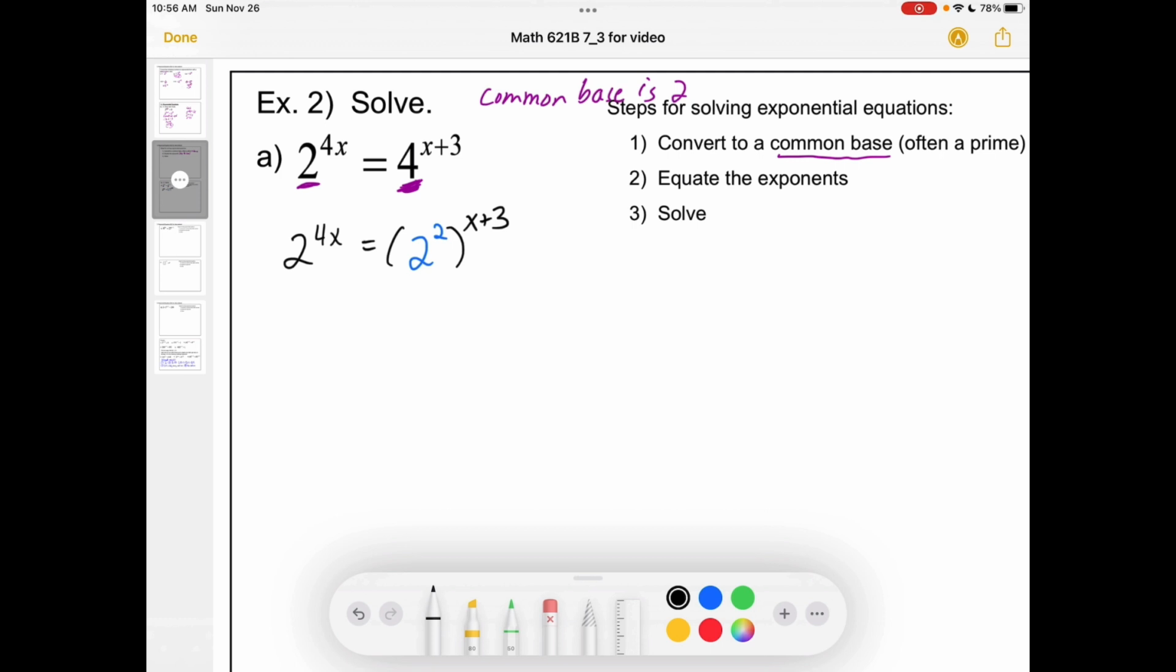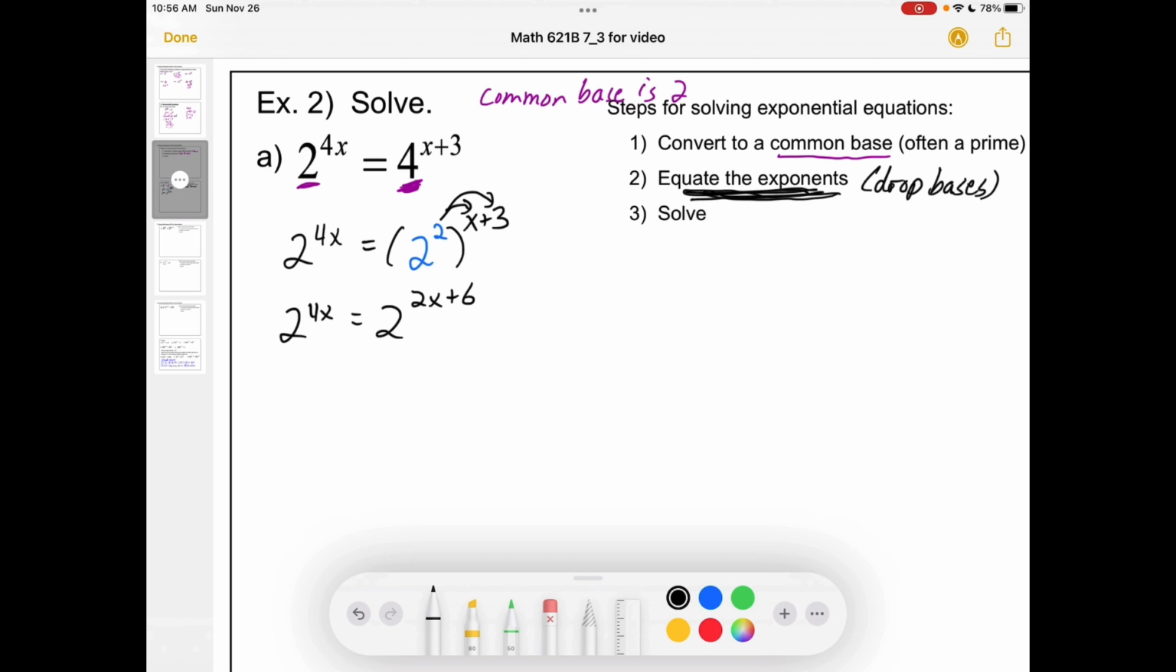We also need to clean up a little bit. So on the left side, we'd have 2 to the 4x. On the right side, you have powers to powers, so those powers get multiplied. So that's 2 to the 2x plus 6. And now we're at this lovely step where one side says 2 to the something, the other side says 2 to the something. We can equate our exponents at this point, or drop the bases. Drop bases.